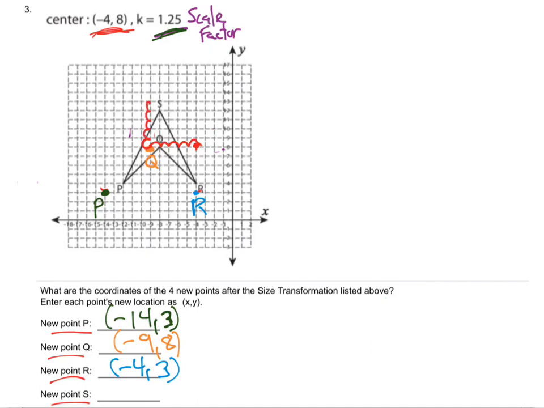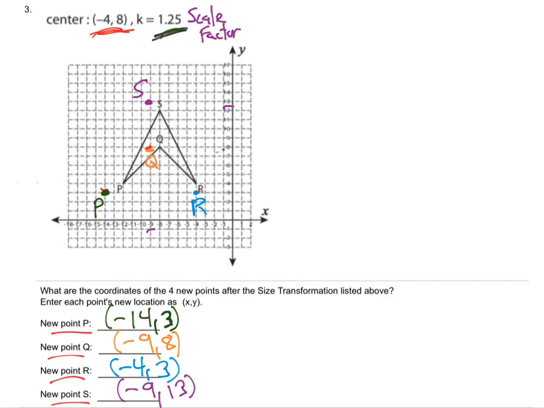There it is. There's the new point S. And what's the coordinates? It looks like it's hard to tell. Back 9, up 13. Back 9, up 13. There's the new point S. Okay, now let's try to make this new shape if we can.